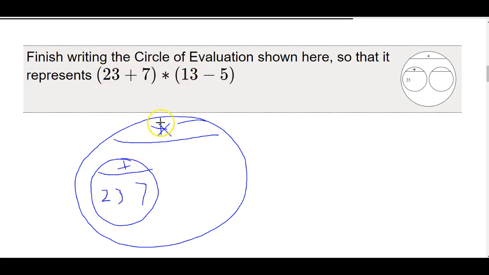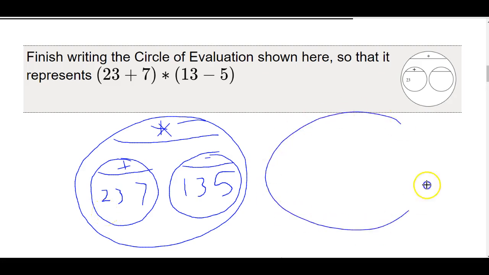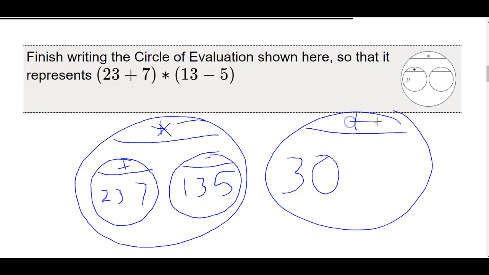And then we're going to be multiplying that by, but we need another circle, all right? So we'll make another circle. Over here is subtraction, 13 and 5. So we are going to multiply whatever we get when we add 23 and 7 together. What's that going to be? If I evaluate that, I'm going to get 30 when I add those together, right? And then 13 take away 5 is going to be 8. And then this was multiply, right? So 30 times 8, so the whole thing's going to evaluate to 240.